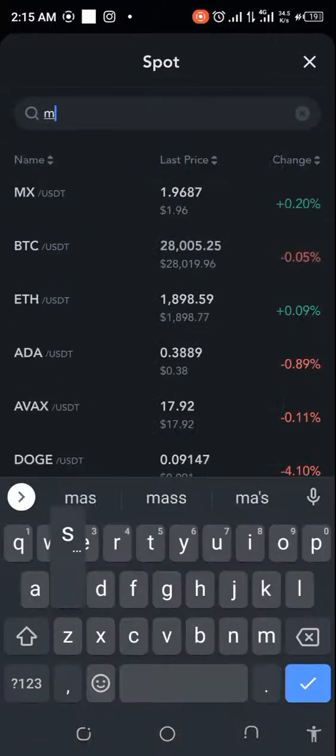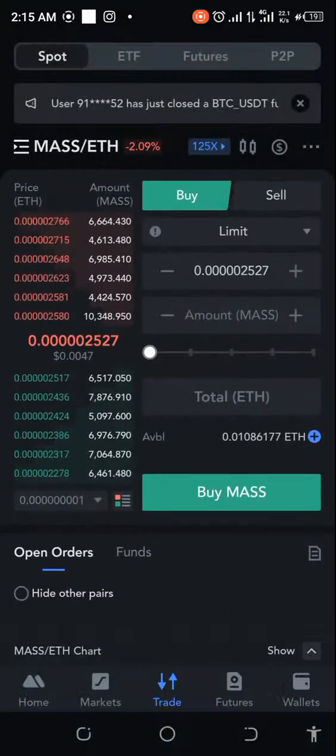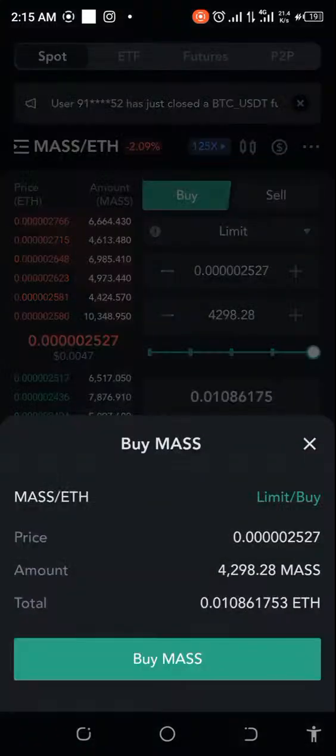Okay, so now that it's sold immediately, let's quickly go over to our mass ETH. Mass ETH, that's what we want to buy right now. So what we're doing is we're just picking up the whole entire 100%. So we're getting 4298, lower than what we thought, but that's fine. We're going to go ahead and just click on buy. Okay, and the same thing goes here.